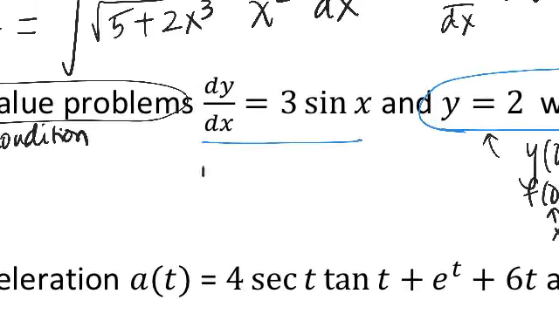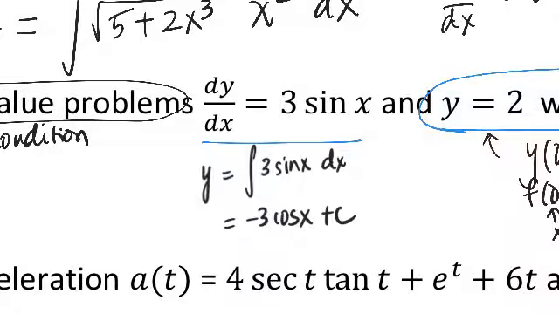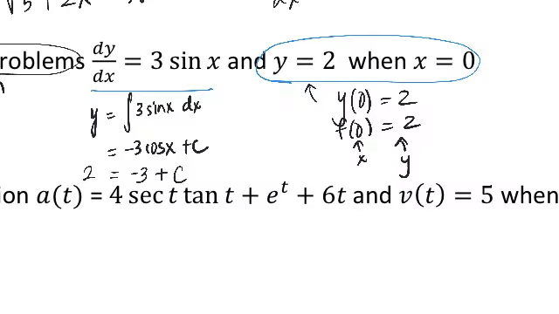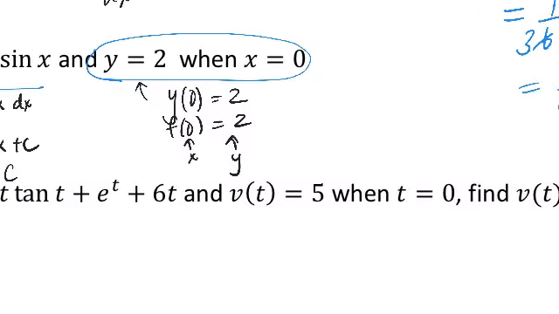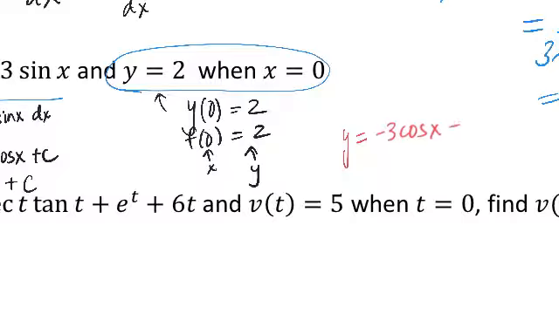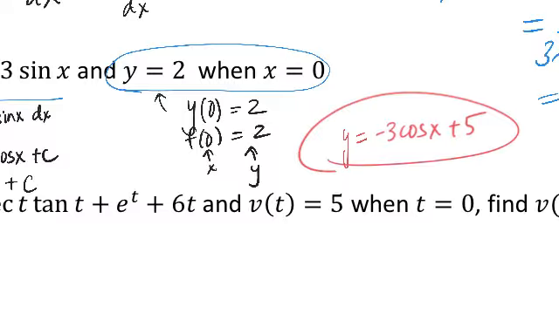So here y is going to be the integral of 3 sine x dx. So that is negative 3 cosine x plus c, and then throw the initial condition in there to get 2 is equal to negative 3 plus c. And what does that leave me with? c is equal to 5. So final answer here, y is equal to negative 3 cosine x plus 5. And there now you see you have a particular solution to that differential equation.